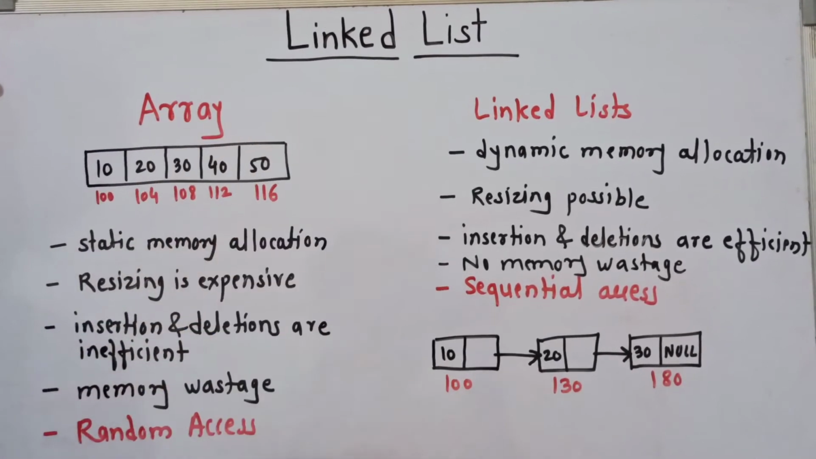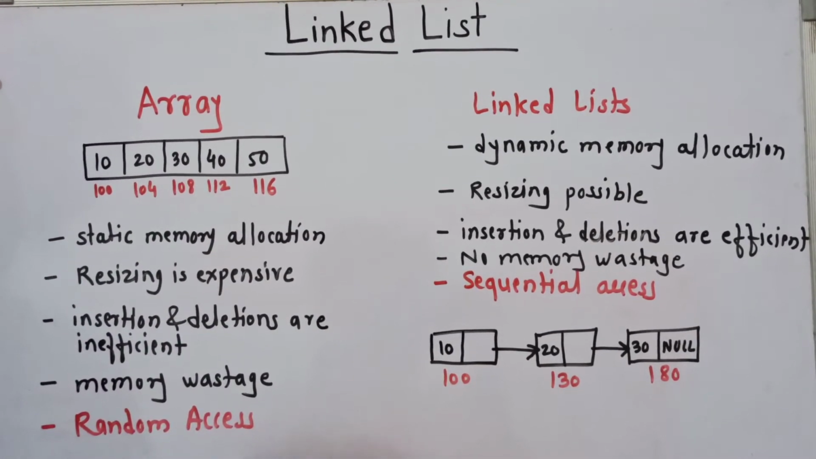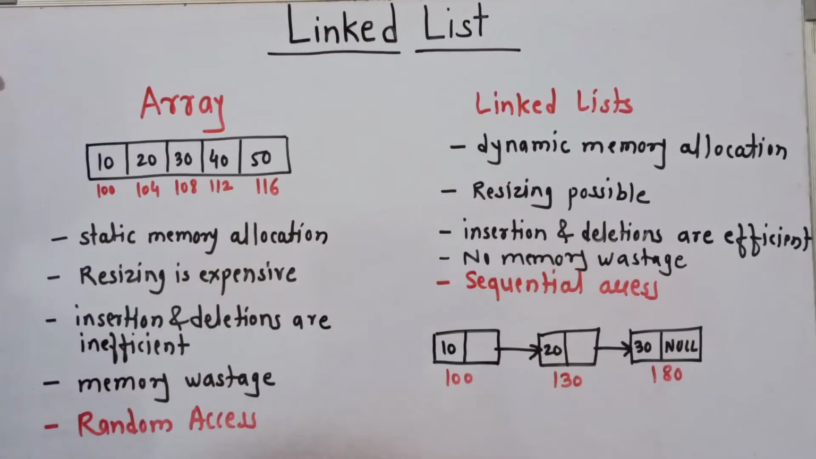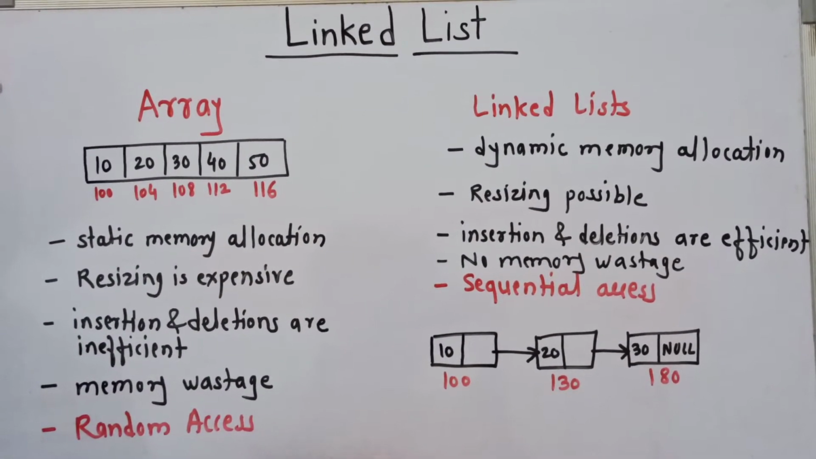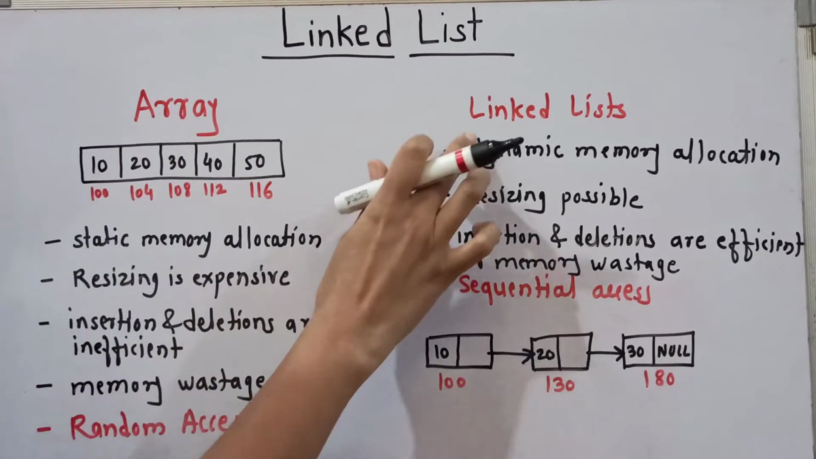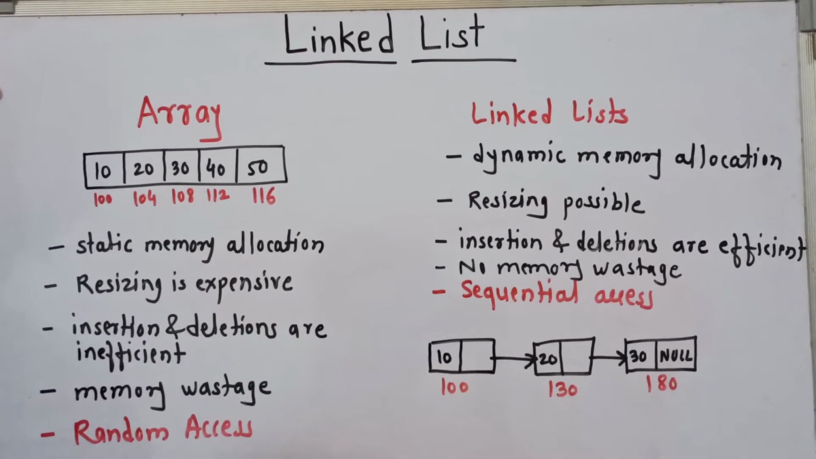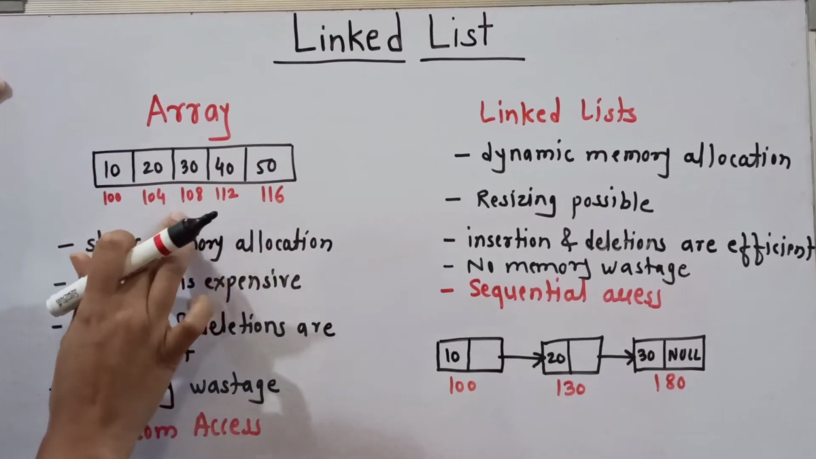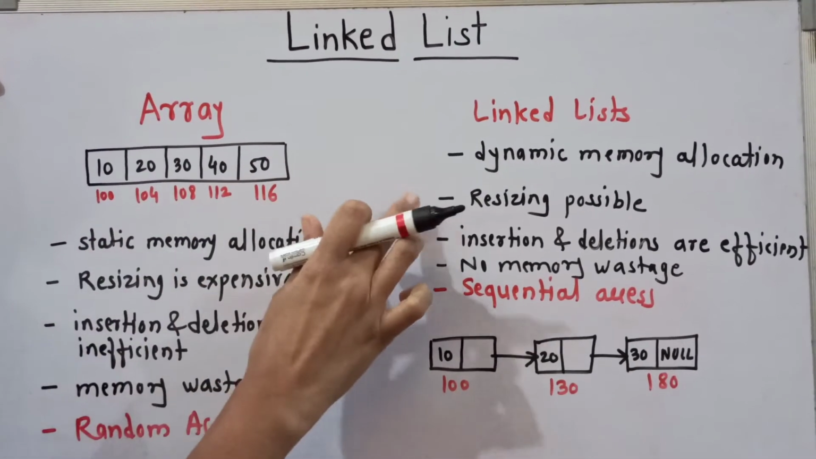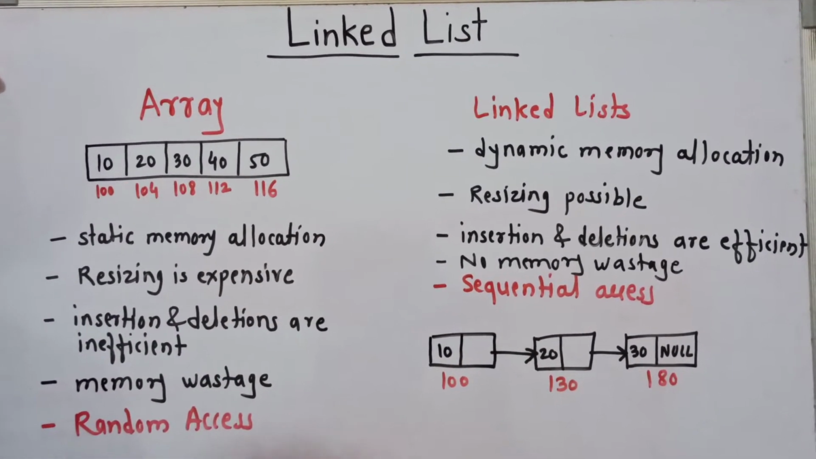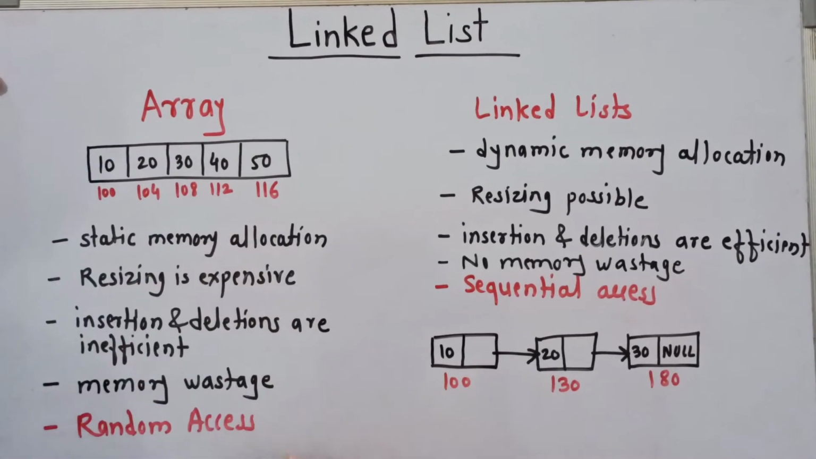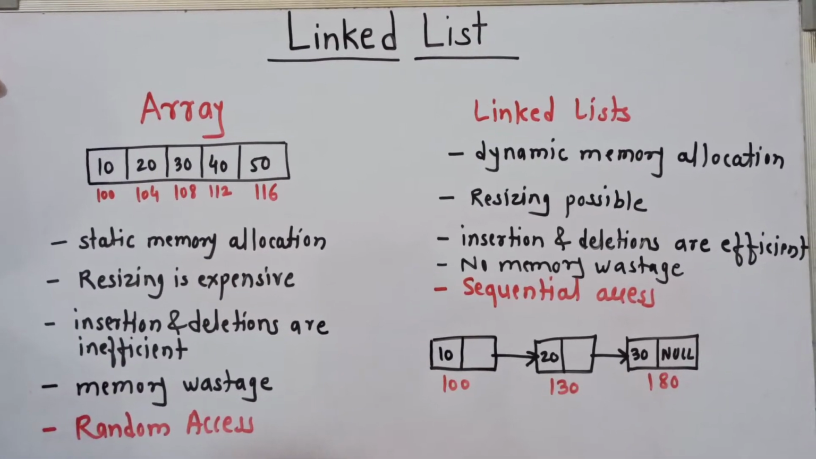So, before starting the introduction of linked list, we will see the difference between the array and the linked list. Array is also a linear data structure and linked list is also a linear data structure. But there are some disadvantages of array, that's why we are moving towards the linked list. So first we will see what are the disadvantages of array.